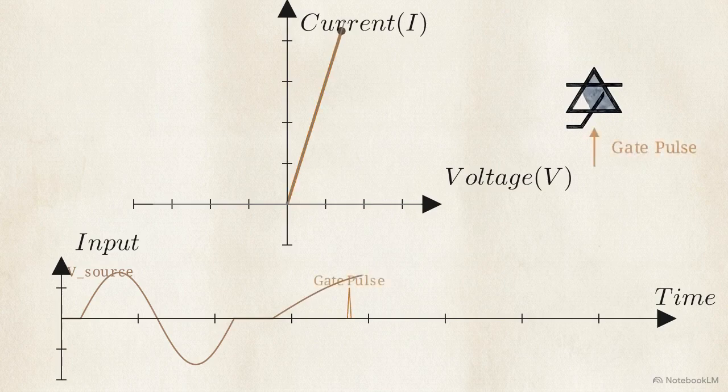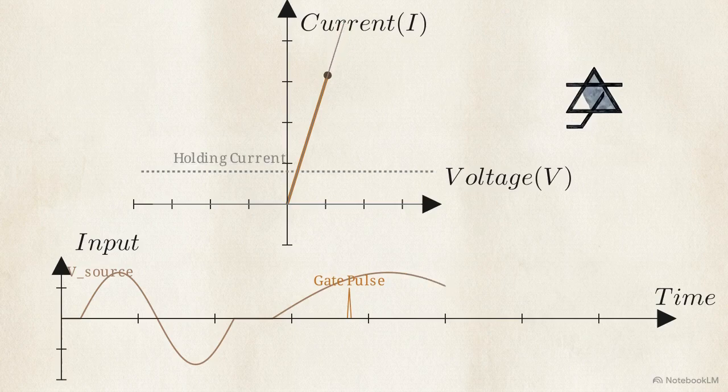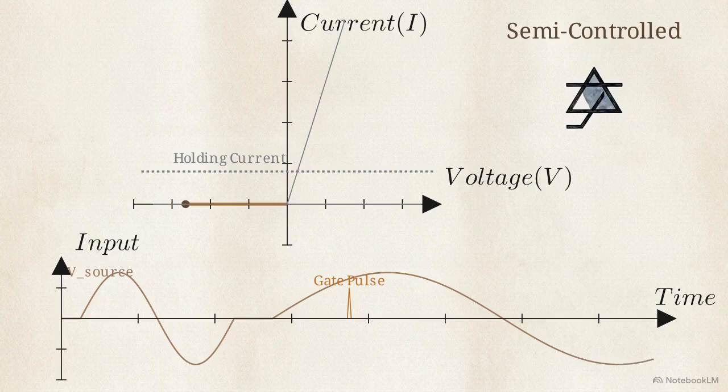The thyristor introduces a level of control. It remains off until a specific gate firing circuit delivers a pulse, shifting it into forward conduction. However, it still relies on natural commutation, a drop in current, to turn off. It is a semi-controlled device.